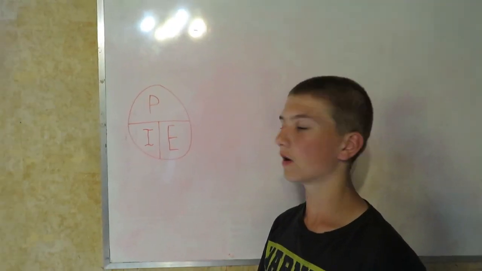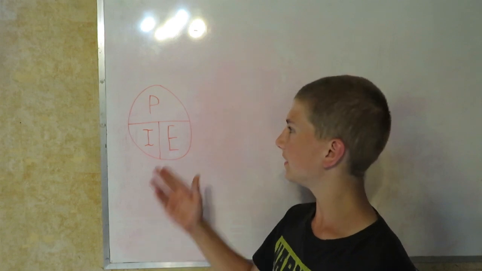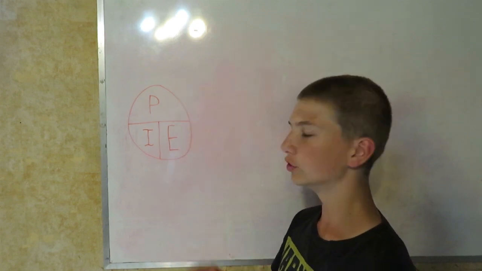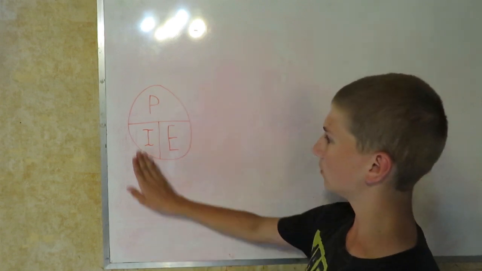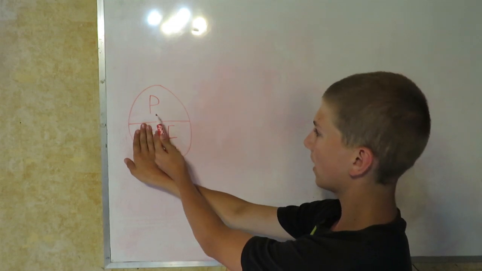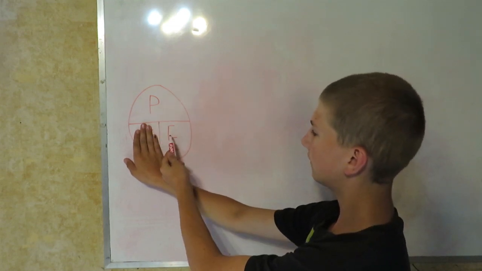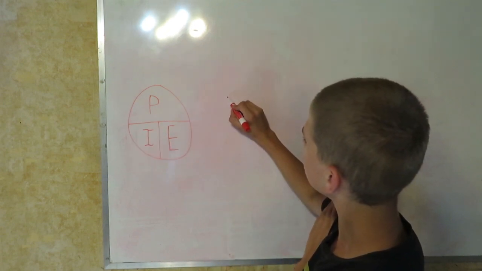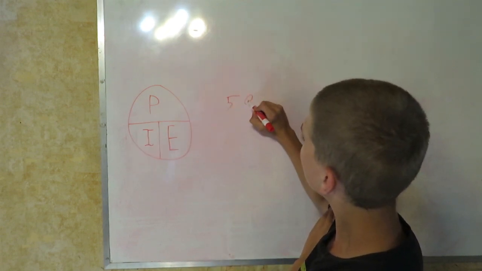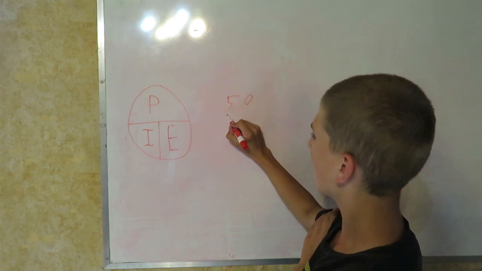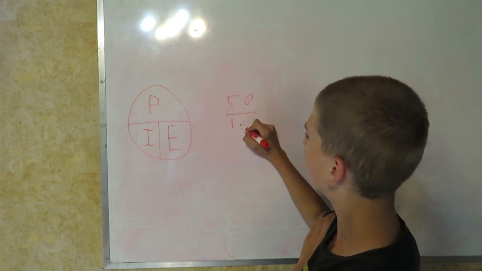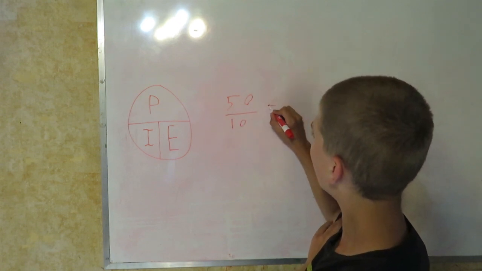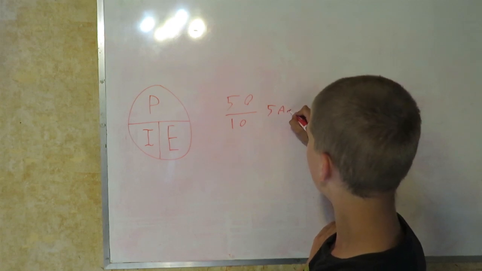Let's say we want to figure out current when the wattage and the voltage are known. So what we do is we can cover this up, and we have wattage divided by voltage. So let's say we have 50 watts and we have 10 volts. We divide that, and that will give us 5 amps.